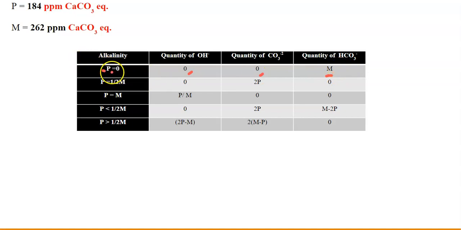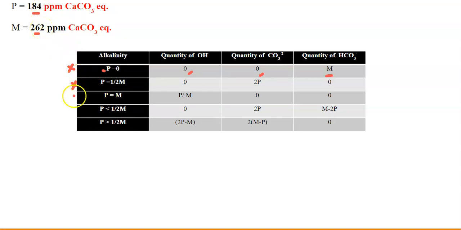We don't have the value of P as 0, so this does not match. Let us see the second: is P equal to half M? We have the value of P as 184, and half of M, half of 262, is 131. So 184 is not equal to 131, and this second criterion is also not satisfied. Is the value of P equal to M? We can see the value of P is 184 while M is 262.